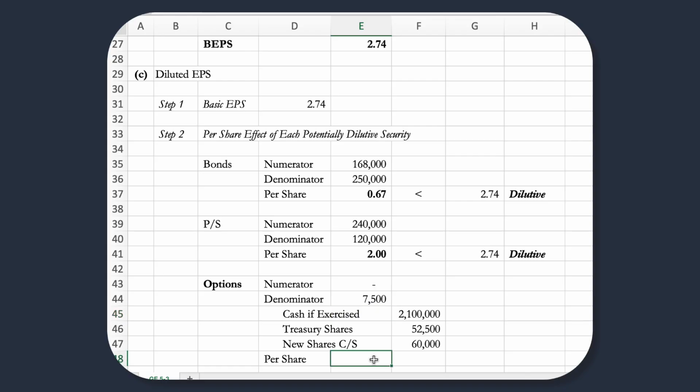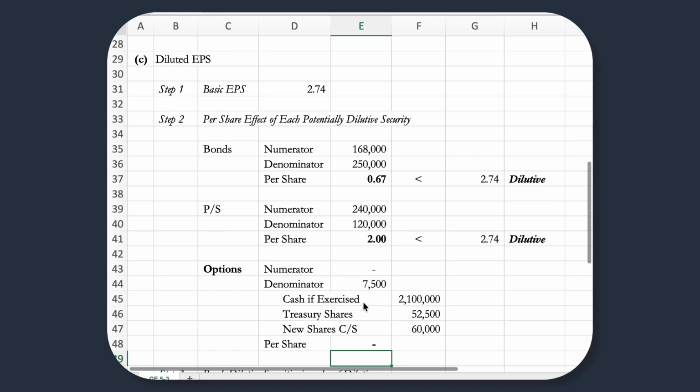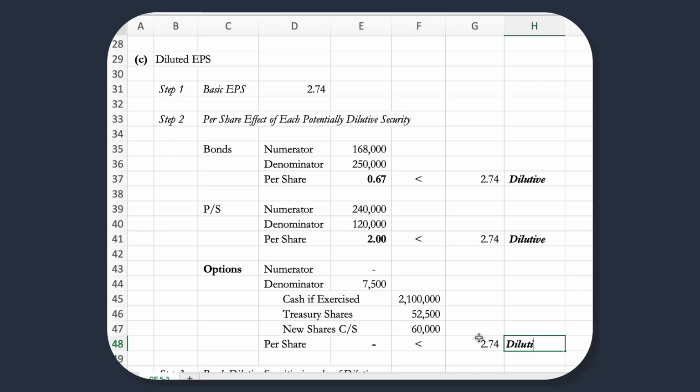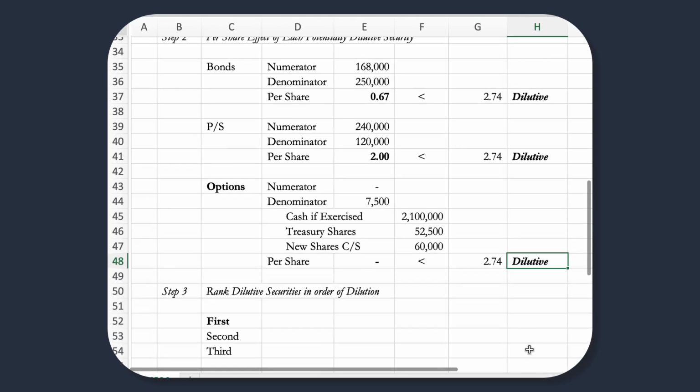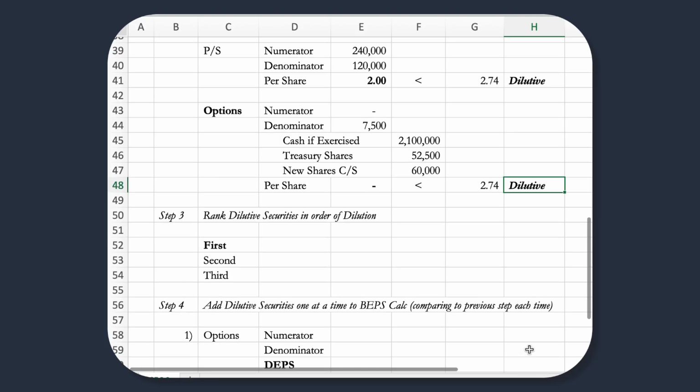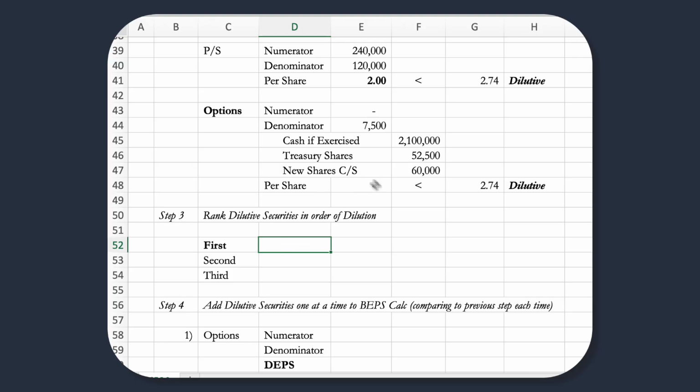Now this is always going to be zero, the numerator divided by the denominator, because the numerator effect is always zero. We don't necessarily need to do this calculation here where we put our basic EPS right here, but we can just to show that this is the step and this is dilutive. Next up, we're going to rank our dilutive securities in order of which one is the most to the least dilutive. So the first most dilutive is the one that has the smallest effect, right? The smallest per share effect is the most dilutive.